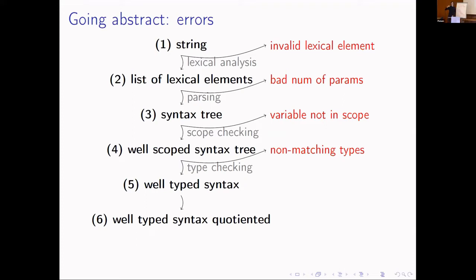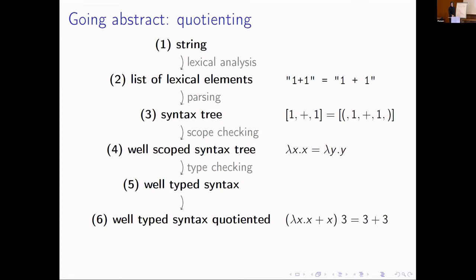When we go up, as I showed, we exclude some elements. Those correspond to the error messages that one can get when type checking or compiling a program, like there's an invalid lexical element or something is not in scope. And at the higher levels of abstraction, we identify things which were different at the lower level, like for well-scoped syntax trees, we have that lambda x.x is the same as lambda y.y, or when we quotient by conversion, we have this equality.